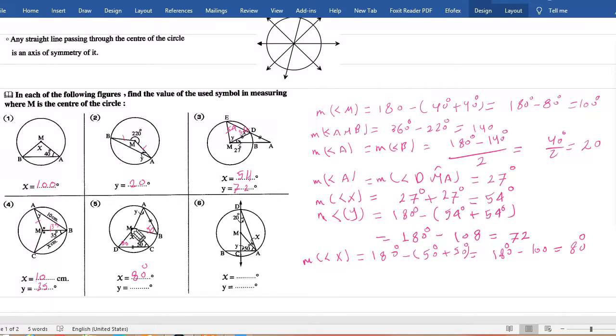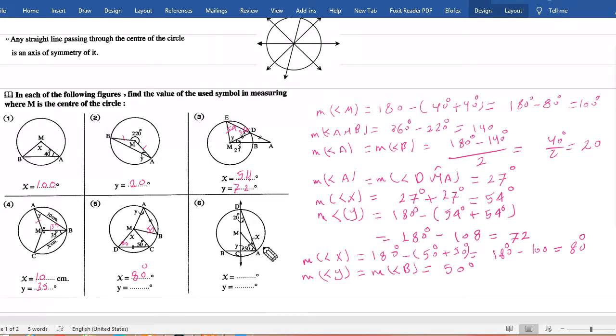Why? MP equals MA, two radii of the same circle. So the base angles, the measure of angle MAP, equal the measure of angle MPA, which equals 50 degrees. So the measure of angle Y equals the measure of angle B, since base angles of the isosceles triangle are equal. So it equals 50. Sixth figure, find the value of x and the value of y.